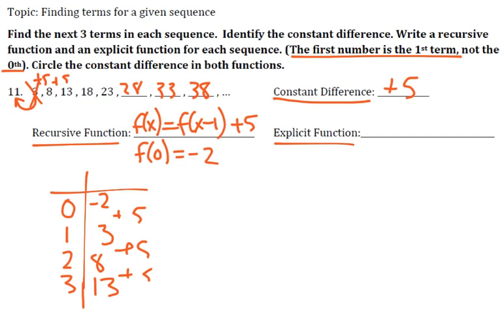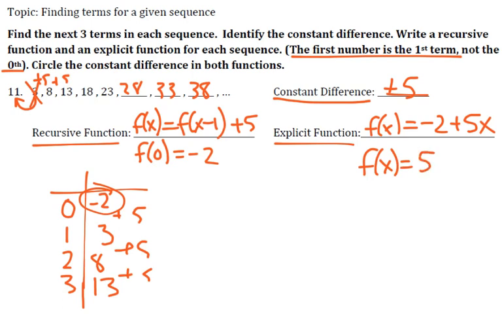Now to get our explicit function, we just say, alright, f of x equals, where did we start? At negative 2. What are we doing? Adding 5. How many times? As many times as we want. Now we may want to rearrange that and make it 5x minus 2. Same thing.